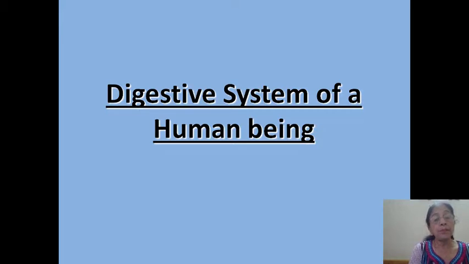In complex multicellular organisms or animals like man, grasshopper, fish, and frog, etc., all the processes involved in nutrition are performed by a combination of digestive organs. The nutrition in human beings takes place through the human digestive system.